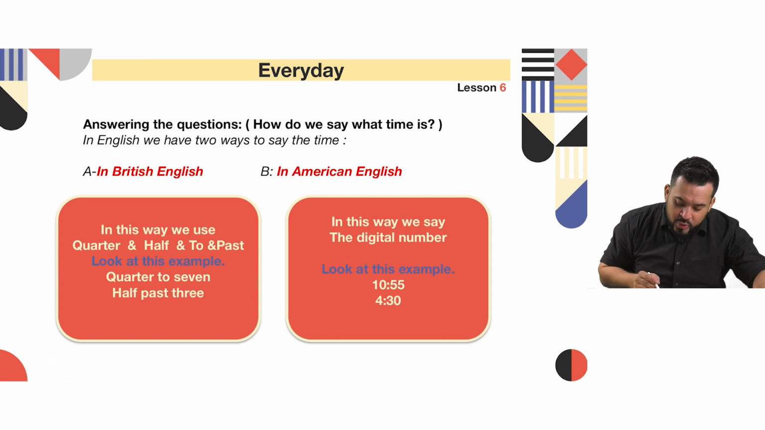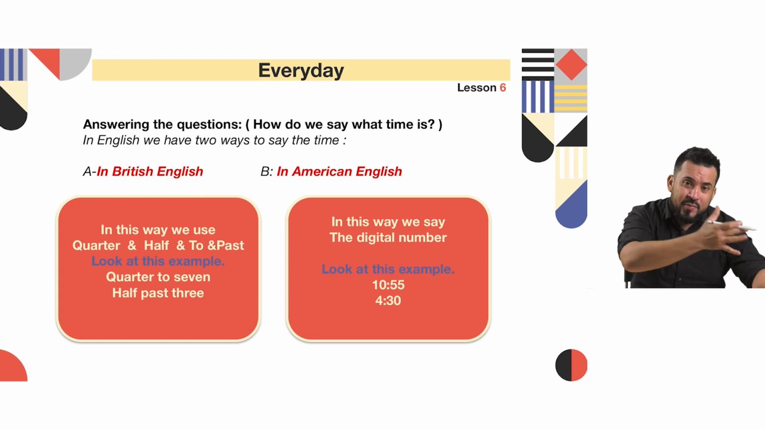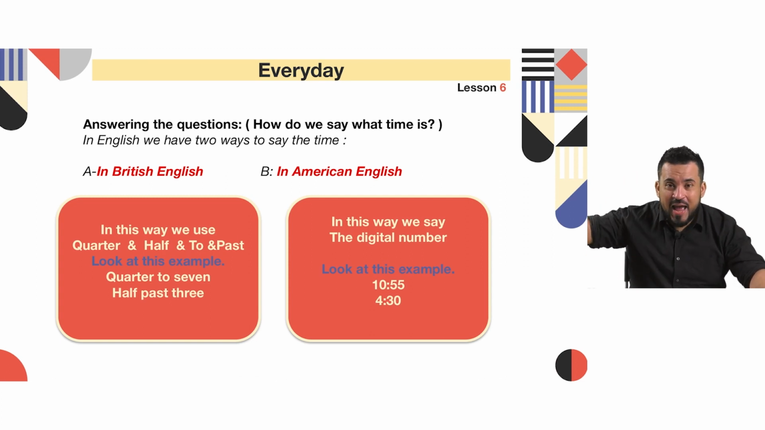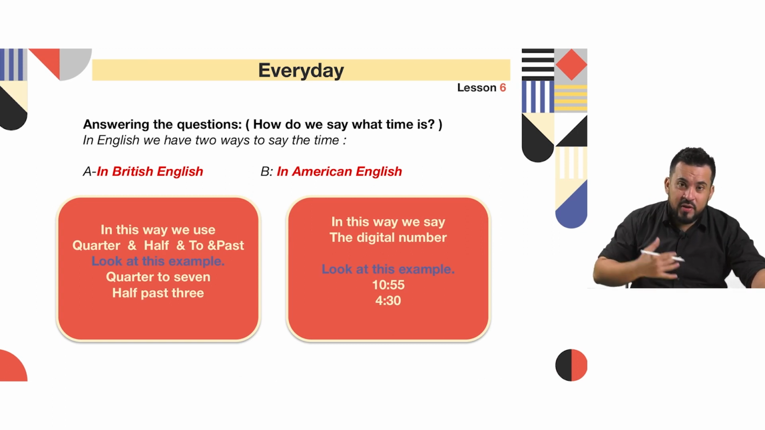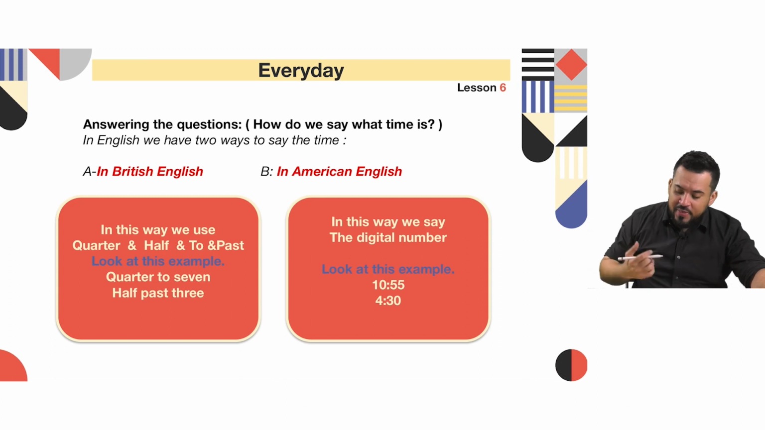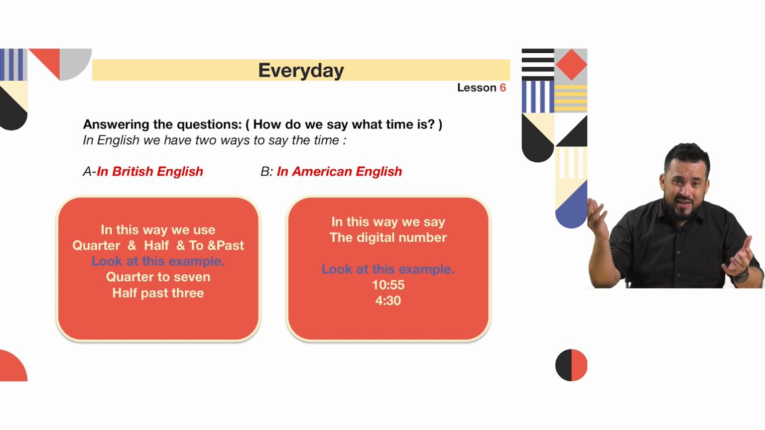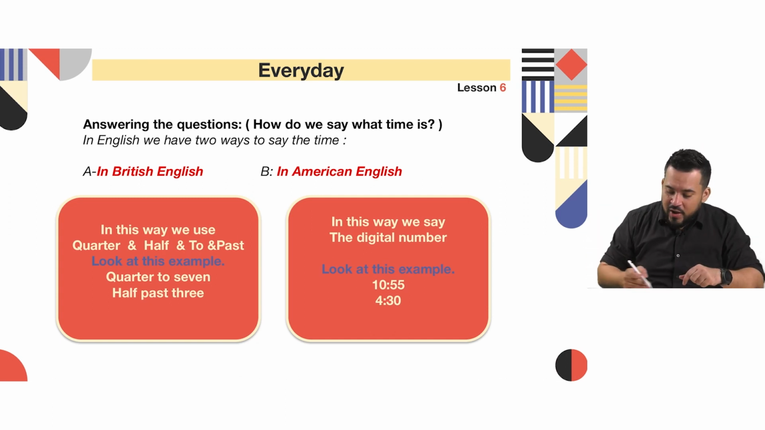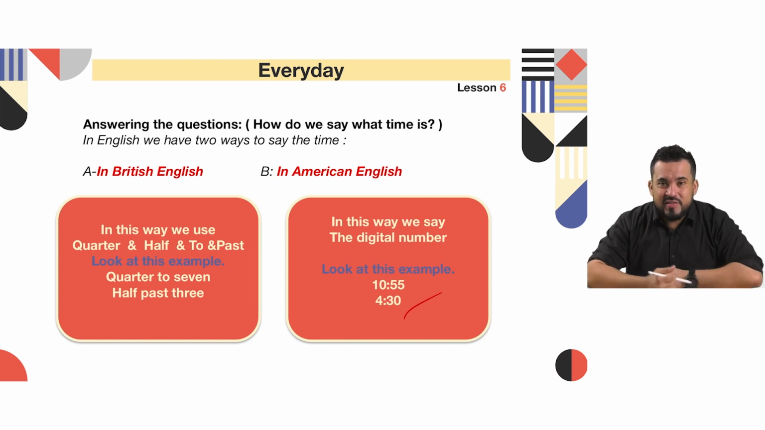For example, we say it's quarter to seven, or we say it's half past four. To, it means before. Past, it means after. Okay? So if you say quarter to seven, that means it's 15 minutes before 7. If you say it's quarter past seven, that means it's 15 minutes after 7. Okay? And then you have the American way. The American way is really easy. In the American way, we just say it's 7:15 or 10:55 or 4:30. Okay? So we just read the numbers, which is the easiest way.